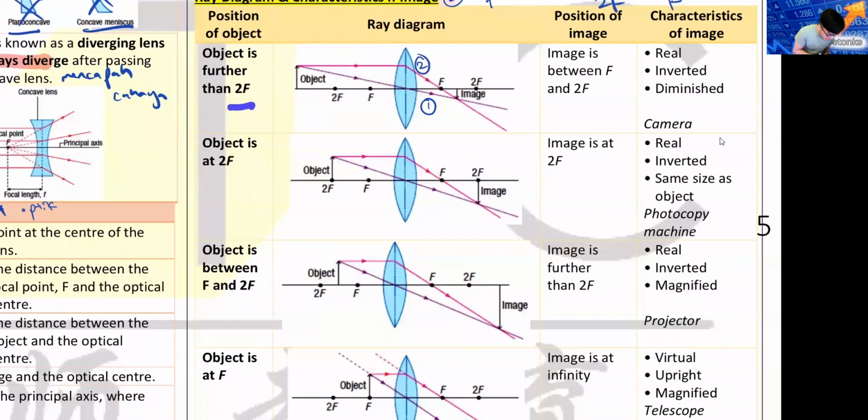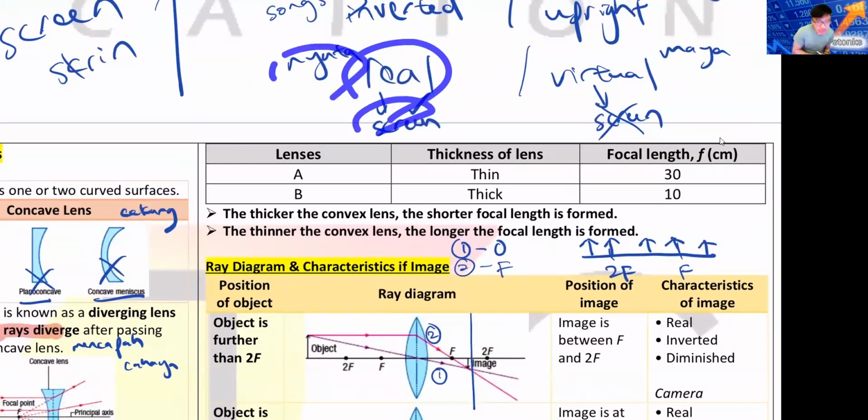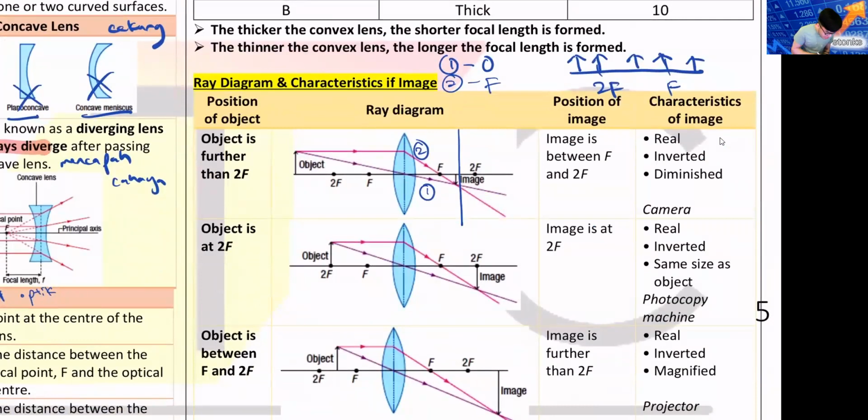Okay, so the first diagram is going to be behind 2F. So first line, second line, you will see an image here. Can you see your object is standing like this, your image is like this. So what do you see? If there's a screen here, yes, there is something on the screen, isn't it? So real, nyata. Like I said, if you see something on the screen, it's real, nyata, true. And then this is inverted, songsang. And then this is diminished, mengecil, becomes smaller.